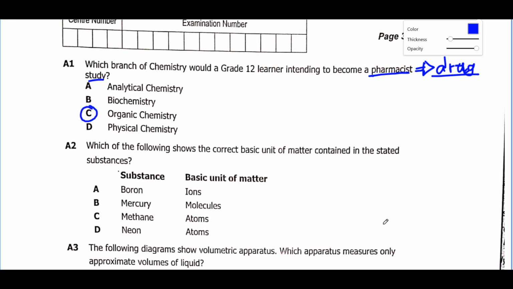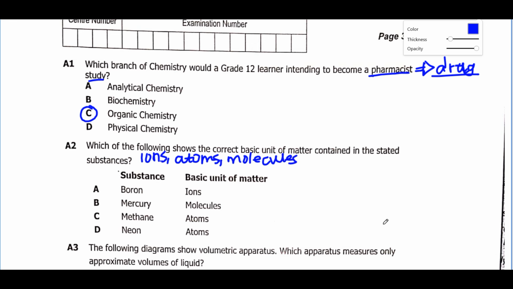We move on to question number 2. Which of the following shows the correct basic unit of matter contained in the stated substances? There are 3 basic units of matter. We have ions, atoms, molecules. These are the 3 basic units of matter that you are supposed to know.